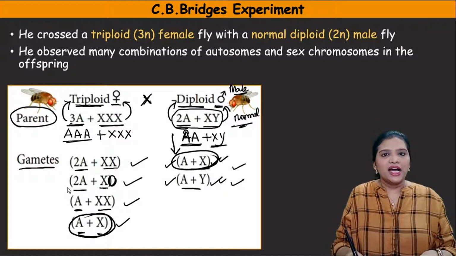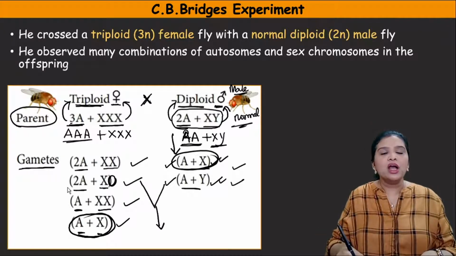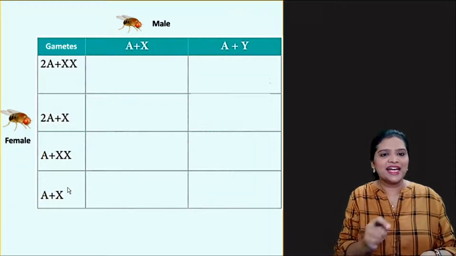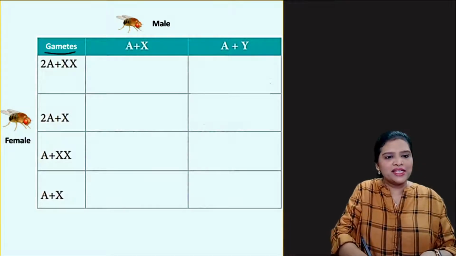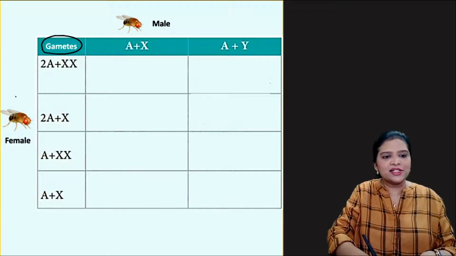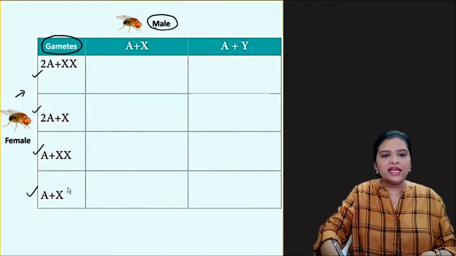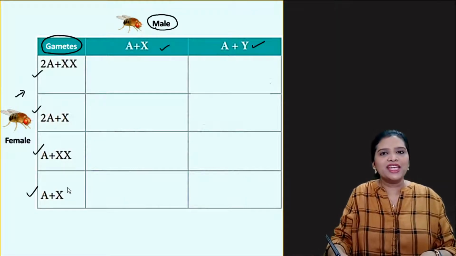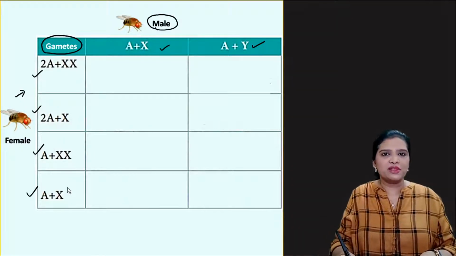Now, let us see, if these gametes fuse in different combinations, what offspring will be produced. Let us understand that using this table. Look at this table. In this table, these are the gametes. We have seen this is the triploid female, which produces 4 different types of gametes. This is the normal diploid male, which produces these 2 types of gametes. Let us put the combinations and see in what ways the offspring will be produced.